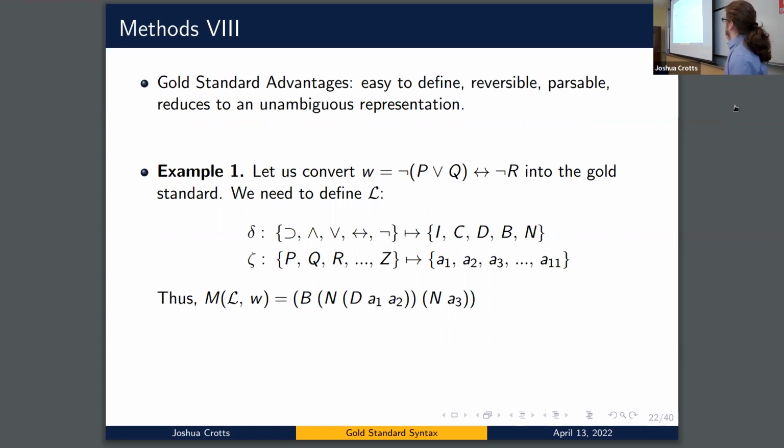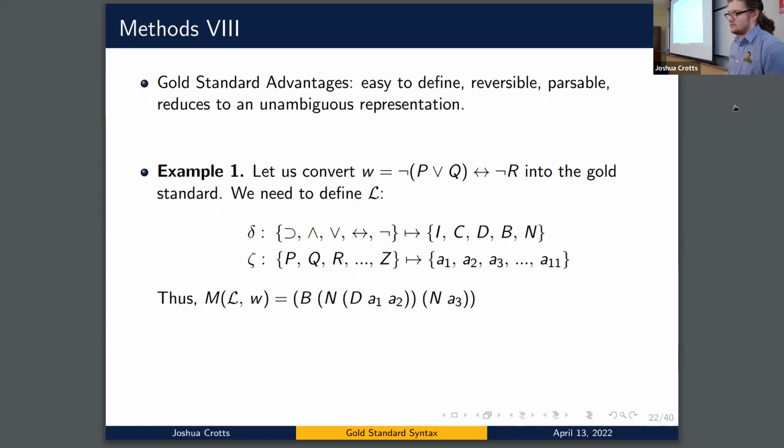So, but first off, the advantages of the gold standard are it's easy to define, you can reverse it easily, it's parsable, so you can write a system that will interpret it fairly easily, and it also allows for unambiguous formulas, so formulas that are unambiguous in terms of precedence and associativity. So here's an example.